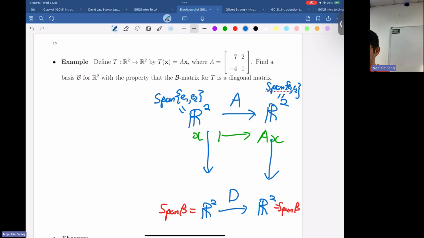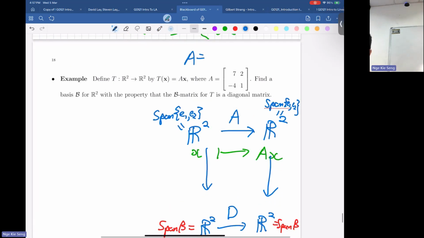At this moment you should think about diagonalization already. Correct or not? What does diagonalization do? If A is diagonalizable, A equals what? P D P inverse. You start with a P inverse. So A equals PD P inverse.